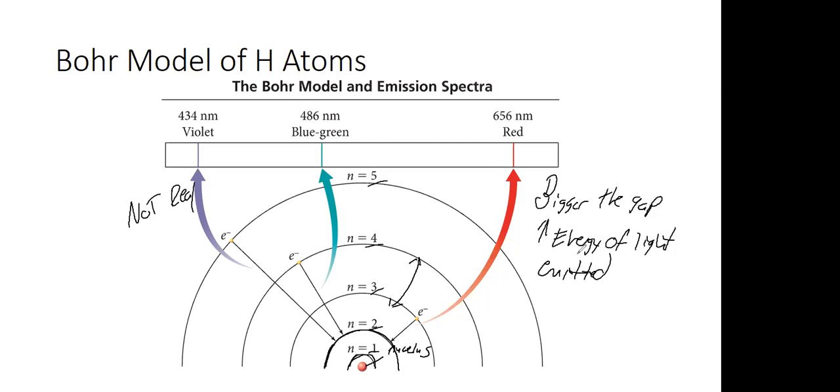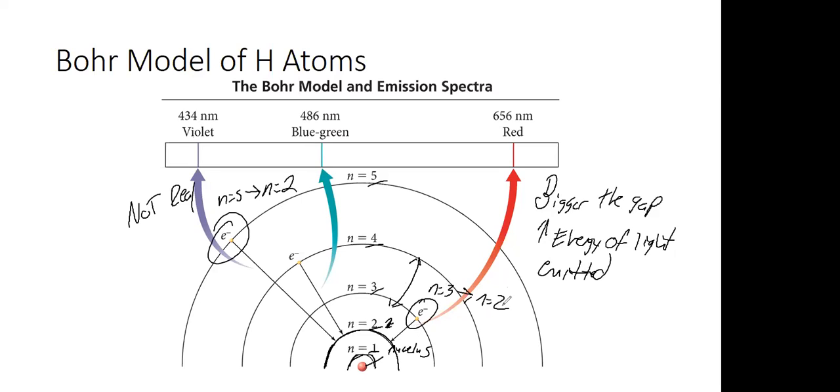So what I mean by that, if we look at this electron that I just circled, it starts at energy level 5 and it goes to energy level 2. That's a big gap. And so it releases high energy violet light compared to the electron down here, which starts at energy level 3 and goes to energy level 2.